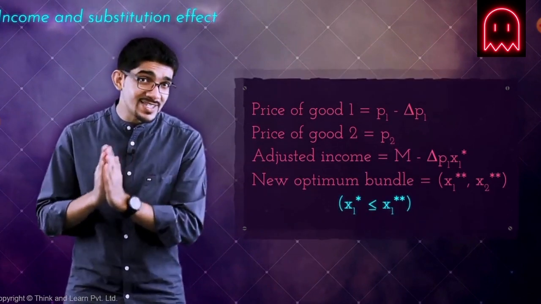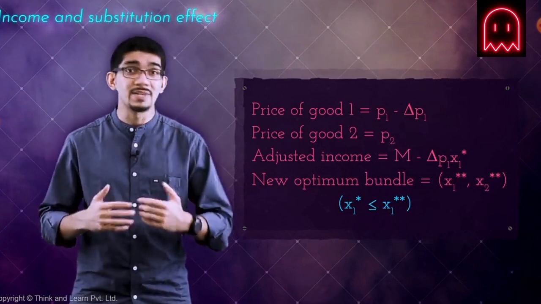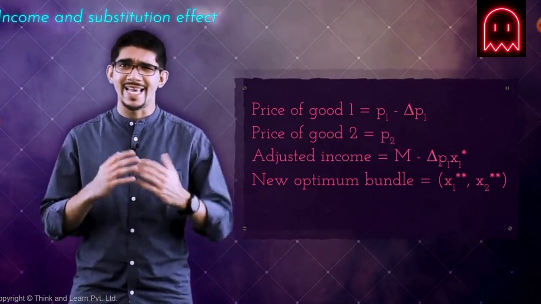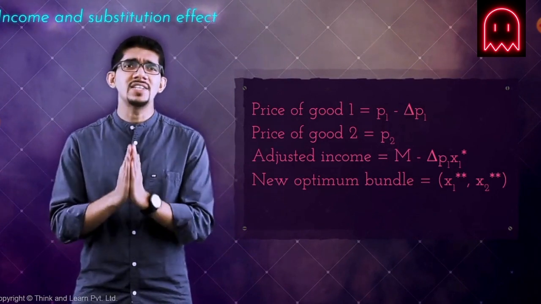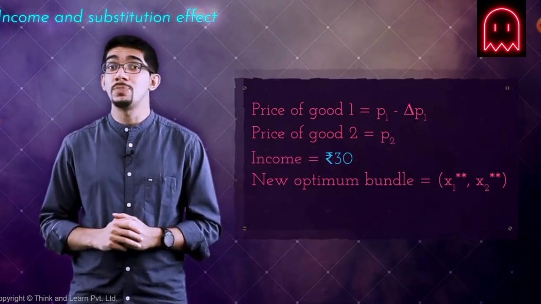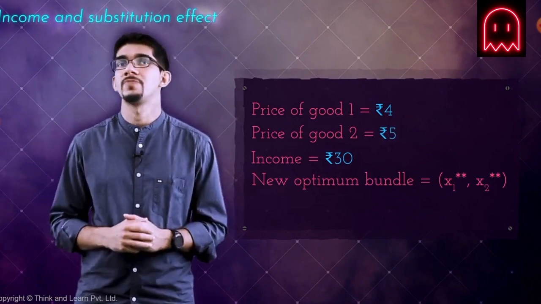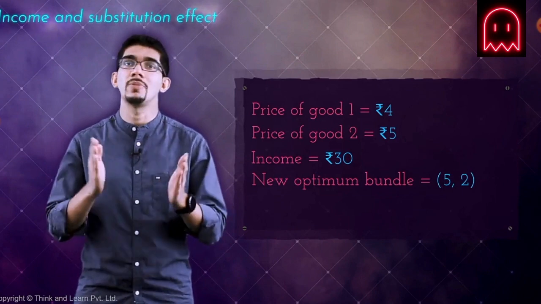Here x1** must be greater than or equal to x1*. Why? Remember monotonicity? Let's put some numbers to this because all this x** is getting complicated, right? Consider for example a consumer whose income is rupees 30. Suppose the price of good 1 is rupees 4 and that of good 2 is rupees 5. And at these prices, the consumer's optimum bundle is (5,2).